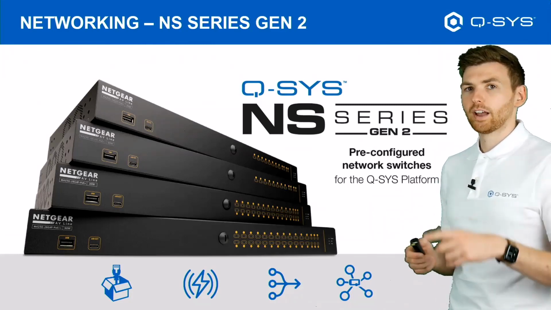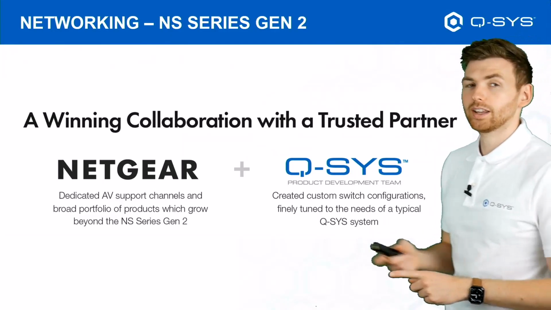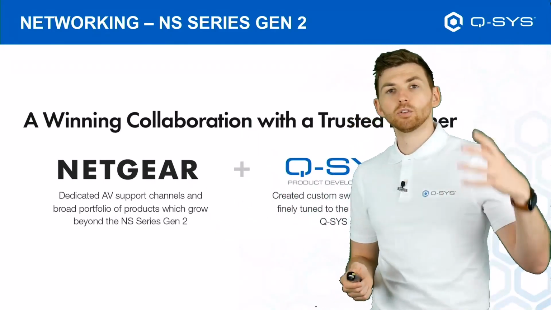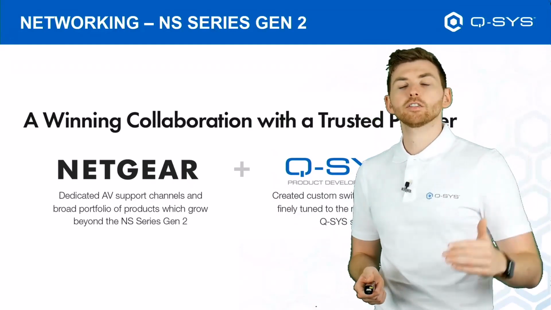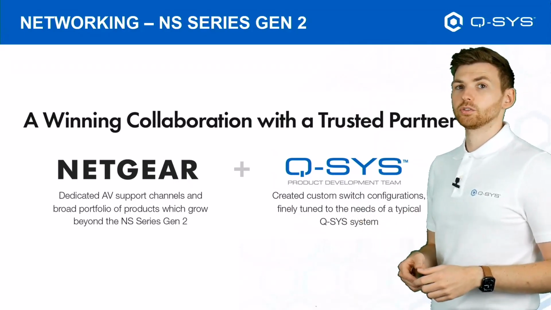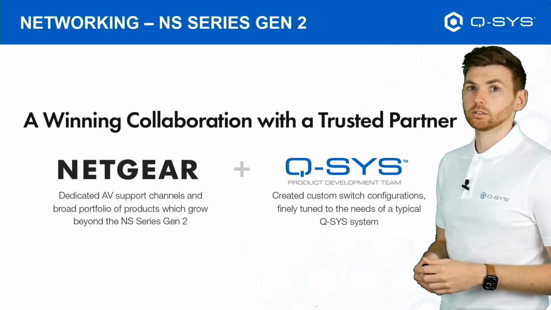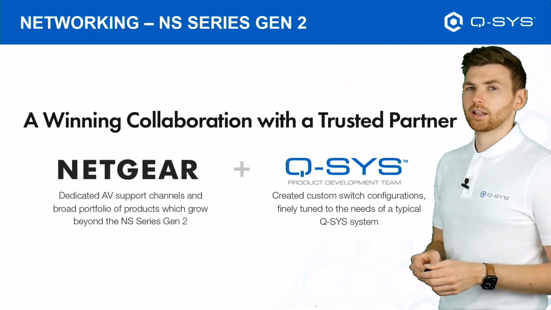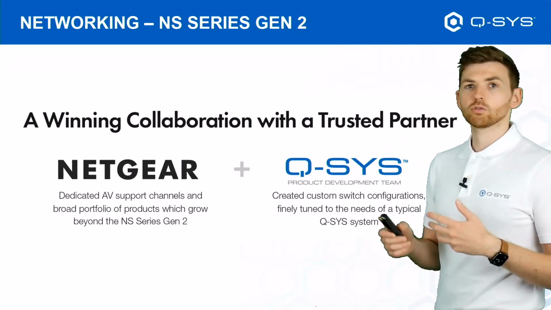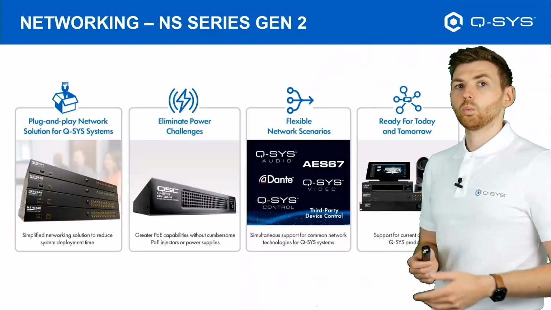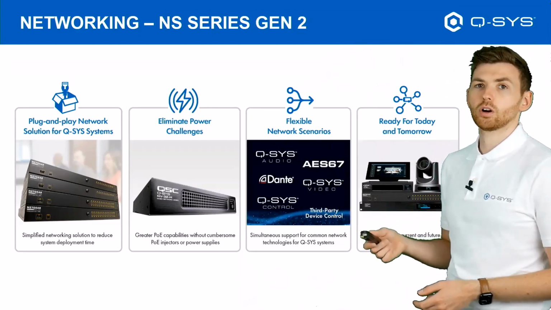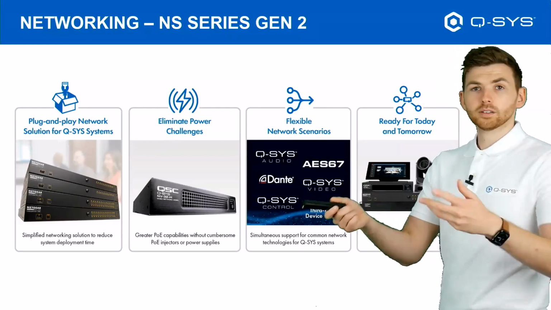Now, if you haven't noticed, Netgear have been really good. Netgear have made some fantastic AV switching hardware. They already have their own configuration profiles on there for different types of AV traffic. However, we've been making switch configs for Q-SYS for quite a while, probably about 15 years, something like that, longer than a lot of other AV manufacturers. And we've made a configuration which runs on this Netgear hardware, which allows you to do Q-SYS audio, AES67, Dante, Q-SYS video, control, third-party devices, all just plugged in, plug and play.